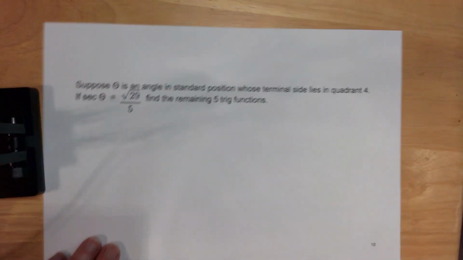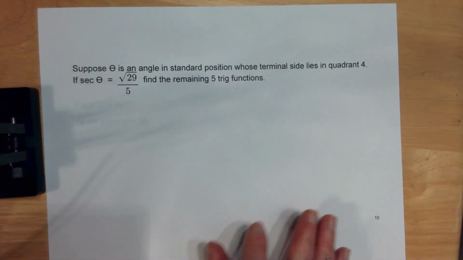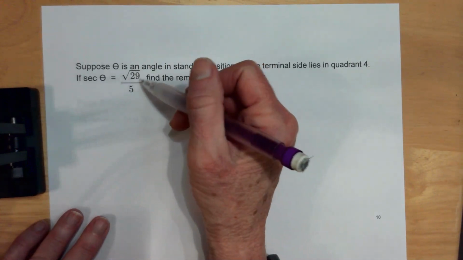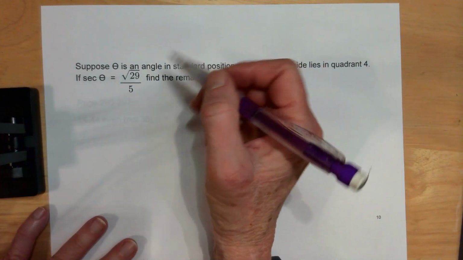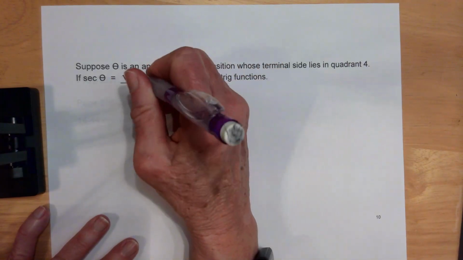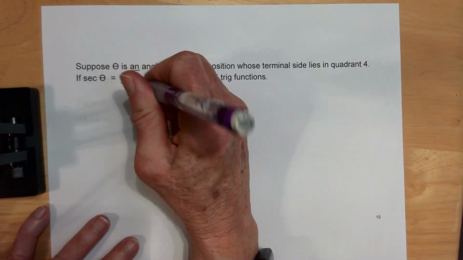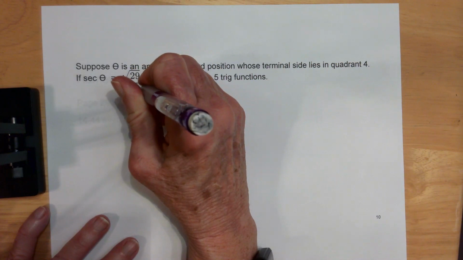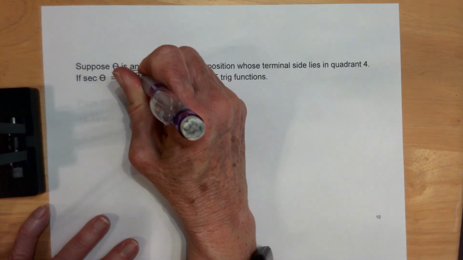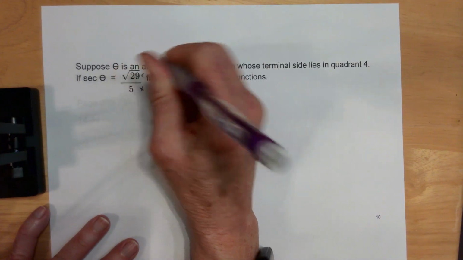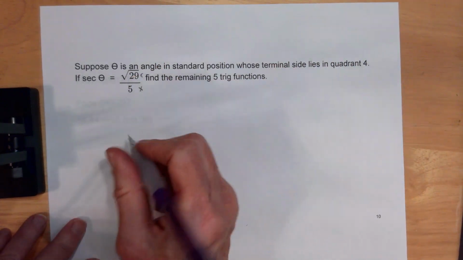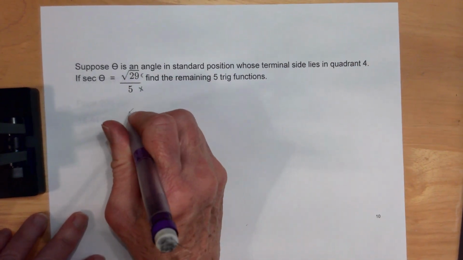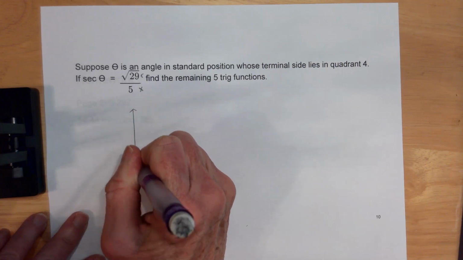All right, let's do one more, and then I'll give you your homework. Okay, so if you've got a secant, if you think about it, the secant is 1 over the cosine, or the inverse of cosine. So this is going to be the x, because the cosine is x, and this is going to be the r, or the hypotenuse, okay?